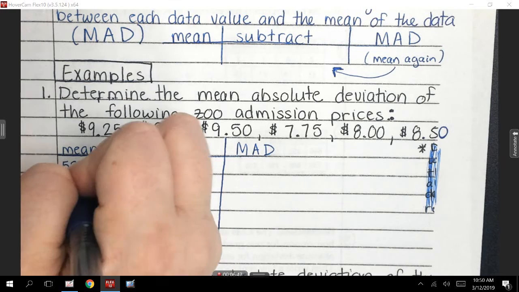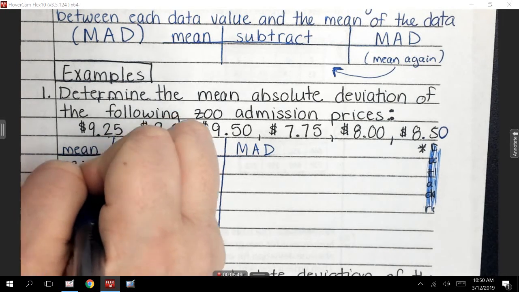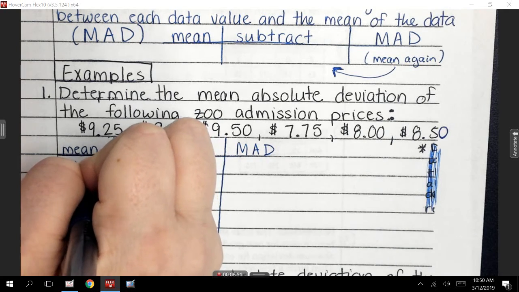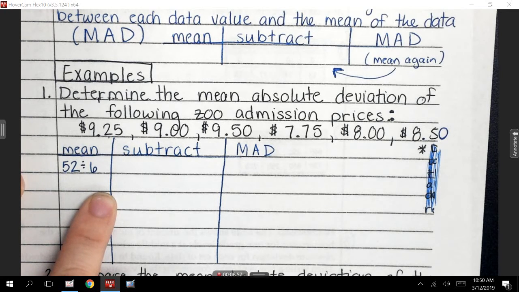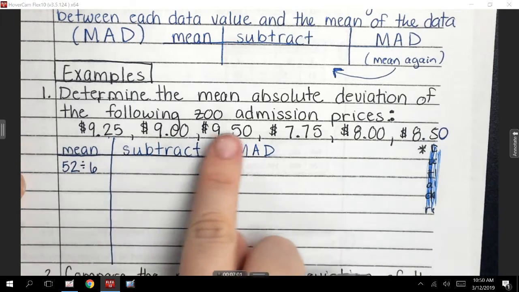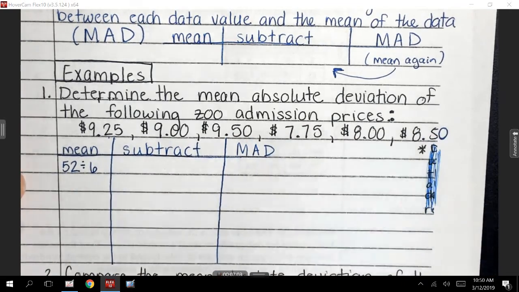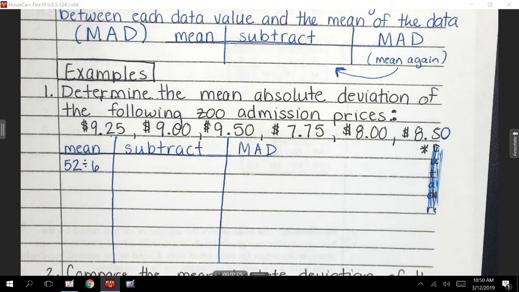All right, what are we doing? We're dividing by how many numbers there are. And there are? 6. So, are there any questions on where I got 52 from? Are there any questions on where I got 6 from? We added them up, divided by 6. 1, 2, 3, 4, 5, 6. 6 numbers, so we divide by 6. If there were 10 numbers, I would divide by 10. If there were 4 numbers, I would divide by 4. Okay?